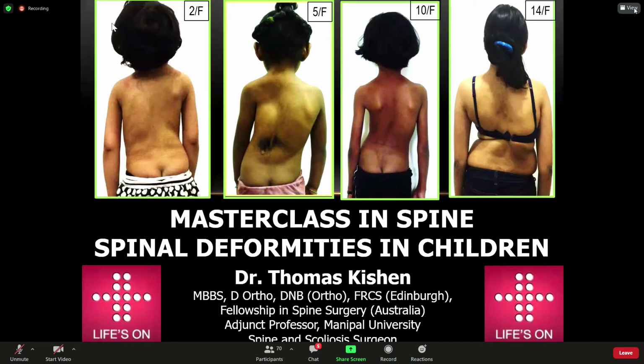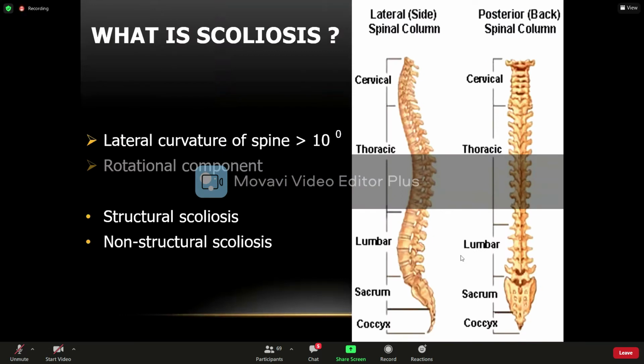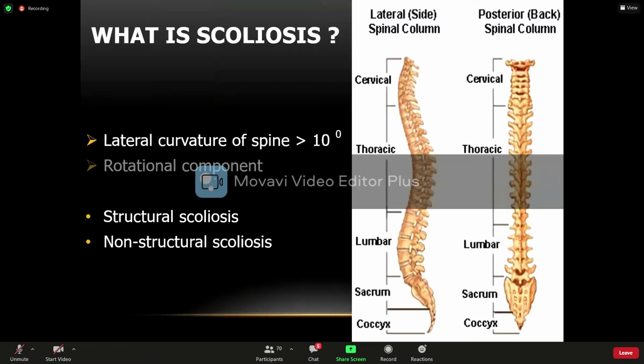So today we're going to be talking about spinal deformities in children. There are two types of spinal deformities that we see. Number one is called scoliosis, and the other one is called kyphosis. My talk today predominantly will cover scoliosis. Kyphosis is a little rarer, but the fundamentals and principles of treatment remain the same.